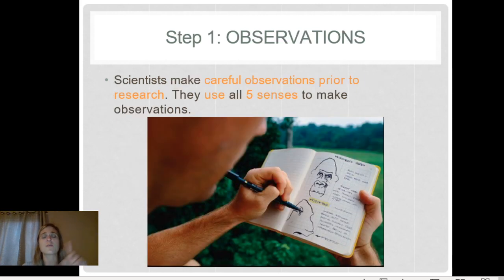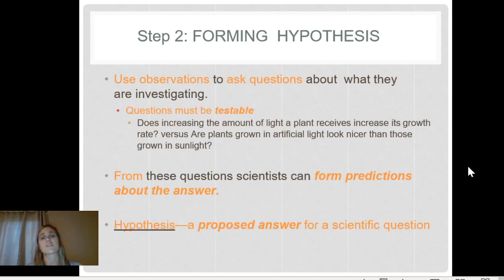So the first step is observations. Scientists make careful observations prior to doing research, and we use all 5 senses to make our observations: sight, sound, smell, taste, and touch. We see something out in the natural world that we are curious about, and we make some observations about that thing, or we have questions about that thing, and we're going to take those observations and then we're going to do a little bit of research after that.